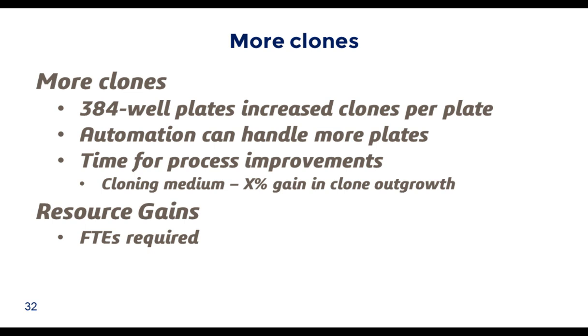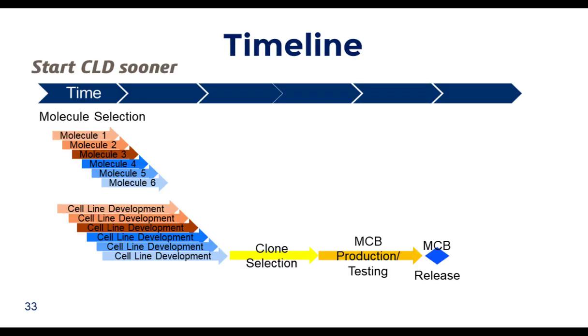The second objective was decreasing resources. Automation can allow more clones to be processed than in a manual workflow without a proportional increase in full-time employee time. These gains come again from the ability to use 384 well plates, which increases the number of clones per plate over 96 well plates, the ability to process more plates, and the ability to perform other tasks while the automation system is performing the scale-up, imaging, sampling, and other clone processing tasks.